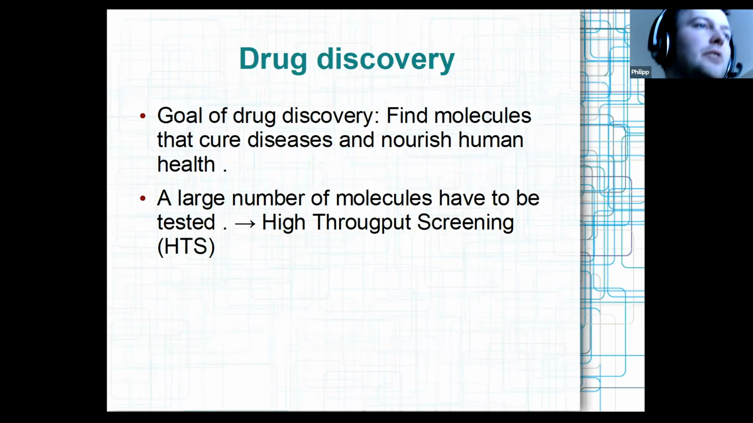The goal of drug discovery is very easy: to find molecules that cure diseases and nourish human health in the broadest possible sense. And obviously, when you're a big pharmaceutical company, you have to screen large amounts of molecules that are then not used, essentially thrown away into the garbage. That's what we refer to as high throughput screening. It just means that you have automated robots that test thousands and thousands of molecules that could potentially be used as a drug.